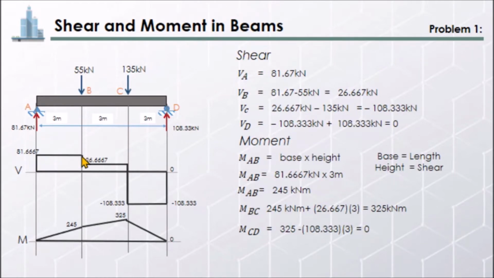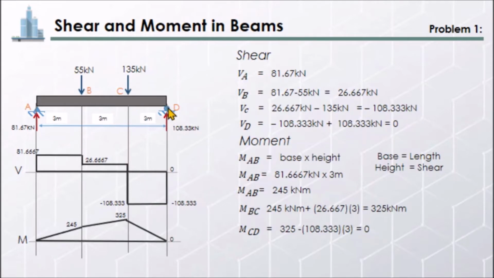And at point B, a load comes in. So from 81.667 minus 55, because it is downward so it's minus. So that is 26.667 kilonewton. Now from B to C, do we have a load? None. So we're just going to draw a horizontal line here. And at point C, we again have a point load of 135 kilonewton. So from 26.667 kilonewton minus 135, minus because it is downward. So that will give us negative 108.33 kilonewton.